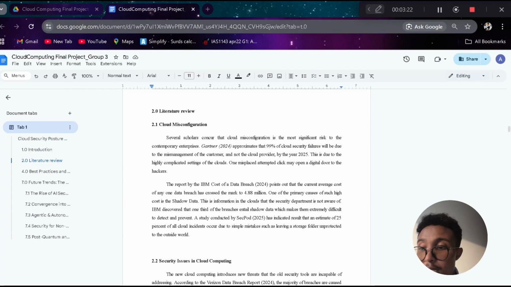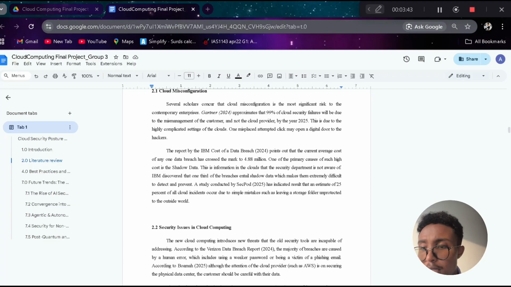Many researchers agree that cloud misconfiguration is the main cause of cloud security breaches. According to studies, most cloud security failures are caused by customer mistakes, not by cloud providers. The researchers also highlighted that cloud breaches are very expensive and can cost companies millions of dollars.